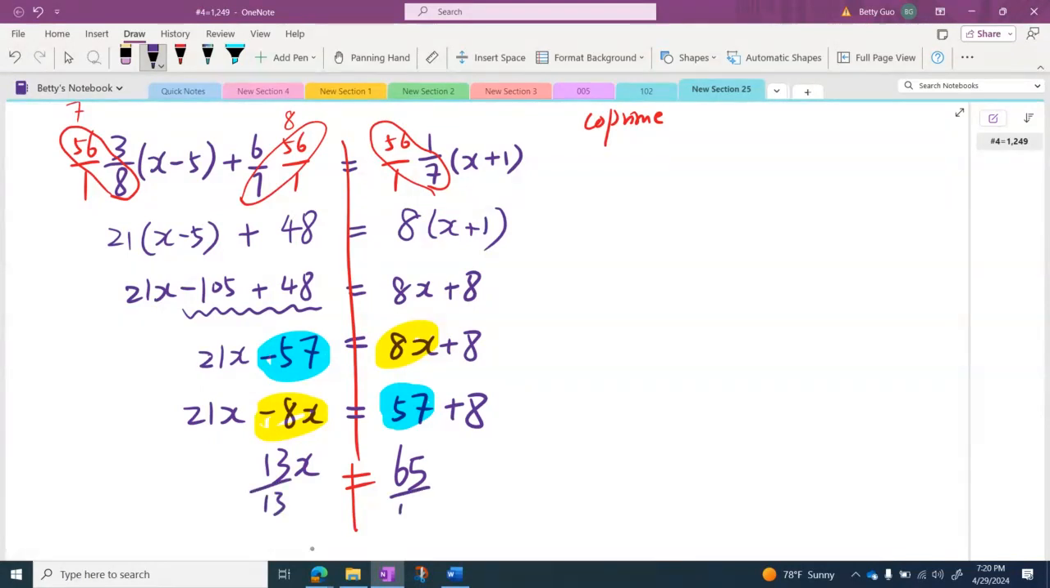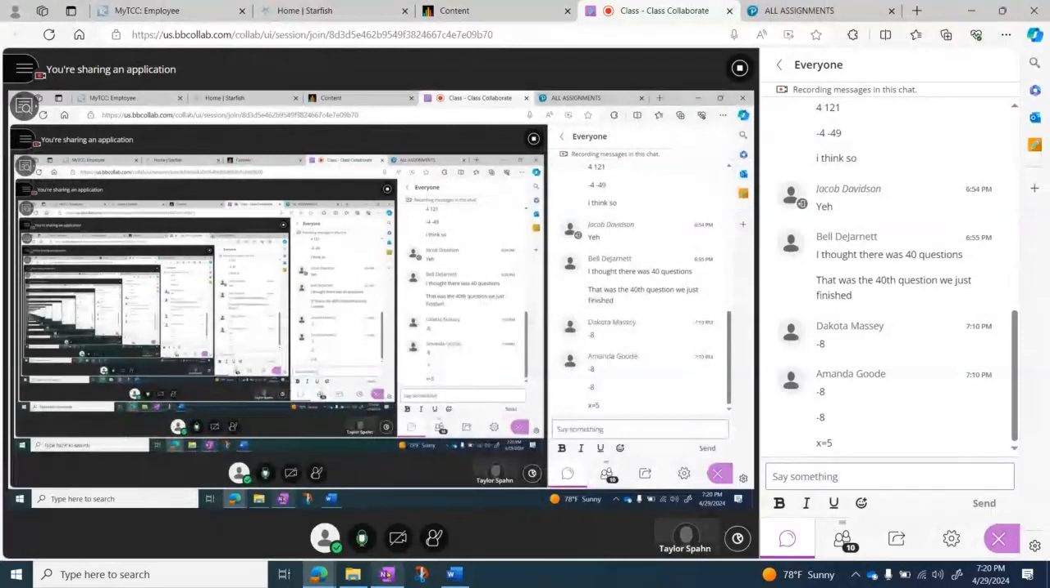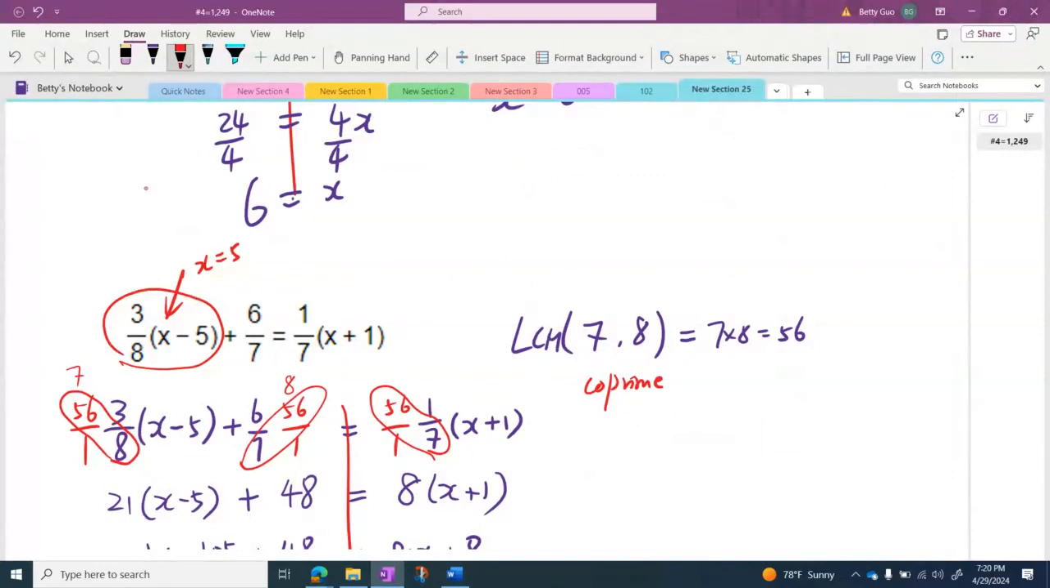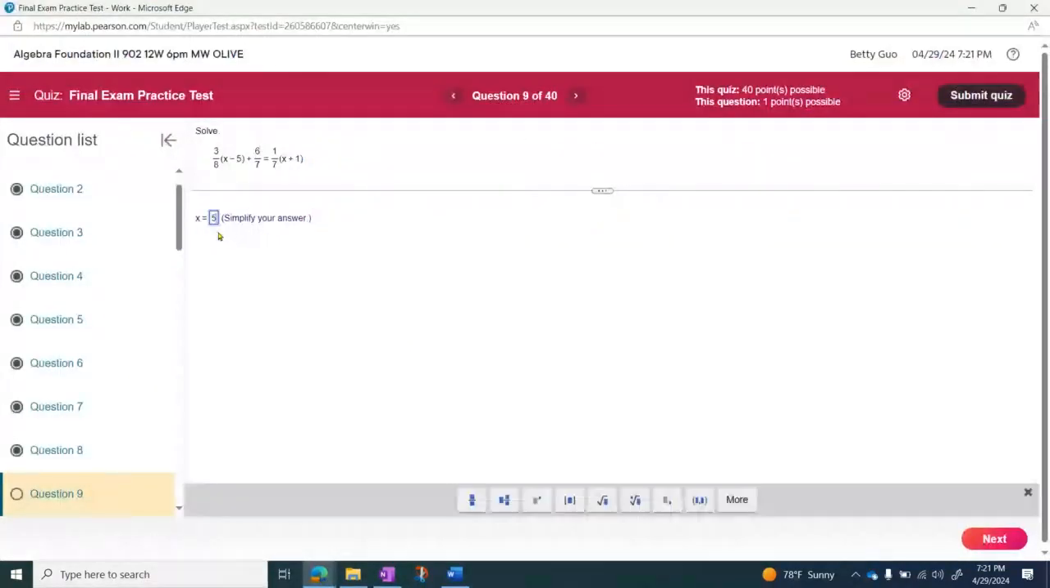Divide each side by 13, x equals 5, right? Awesome, perfect. If you have time, you should always double check. Let's plug in x equals 5 here. When we plug in x equals 5, this term disappears, becomes 0. And here, 5 plus 1 is 6. 6 times 1 over 7, 6 over 7. Okay, that's correct. The checking part is pretty convenient. Let me enter x equals 5 here. Next.